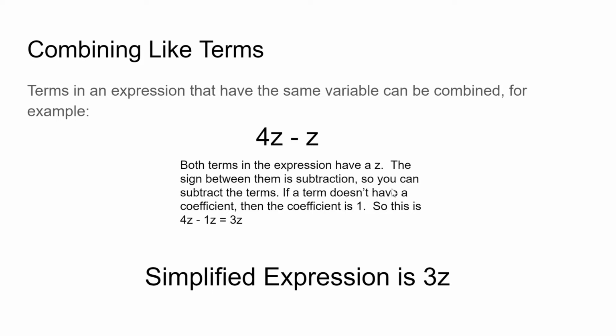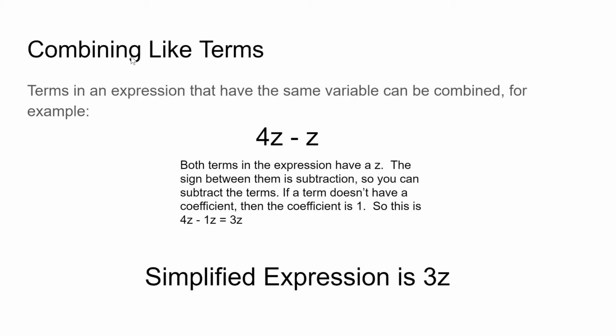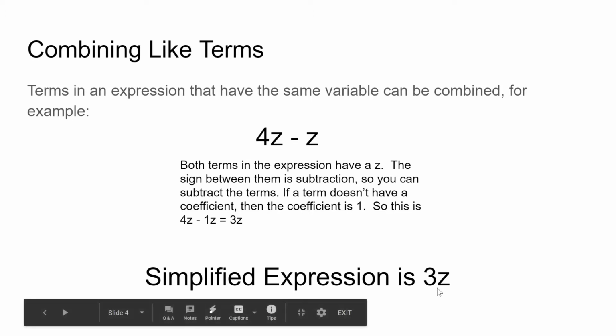Now, if a term doesn't have a coefficient, like this z right here doesn't have a coefficient, it doesn't have a number in front of it. Well, if it doesn't have a coefficient, then the coefficient is 1, meaning this would be like 4z minus 1z. Well, if I have 4z's and I take away 1z from it, that leaves me with 3z. So my simplified expression after combining like terms would be 3z.